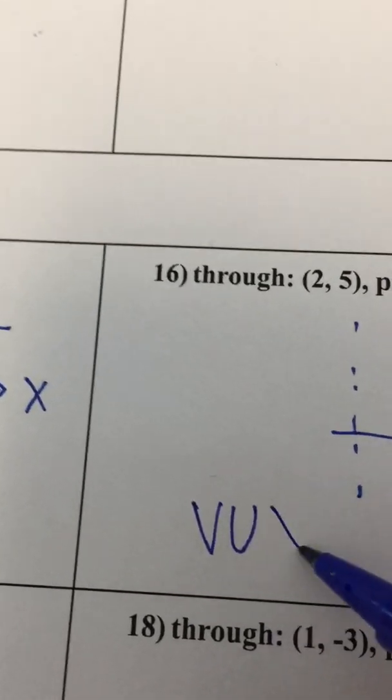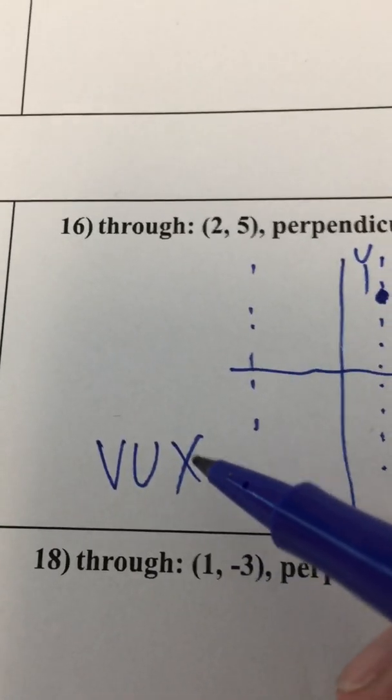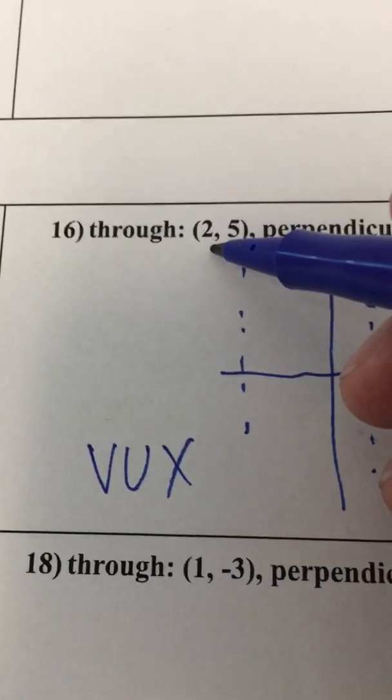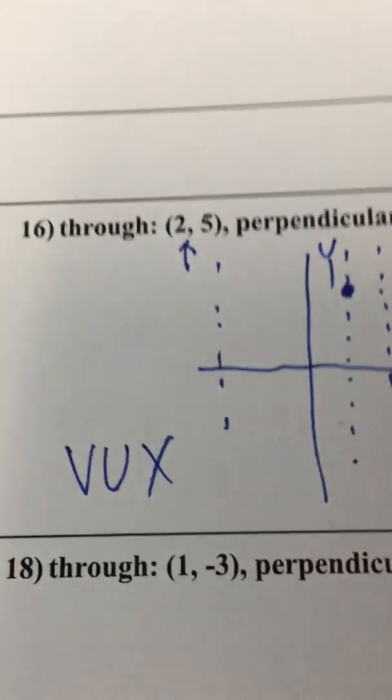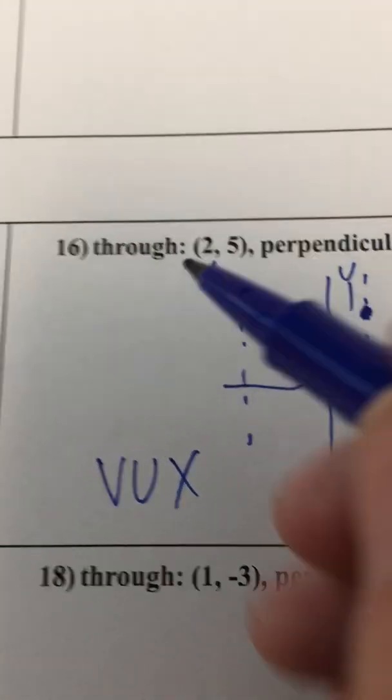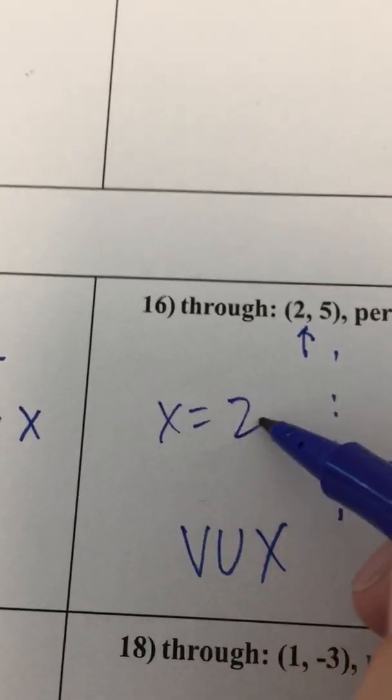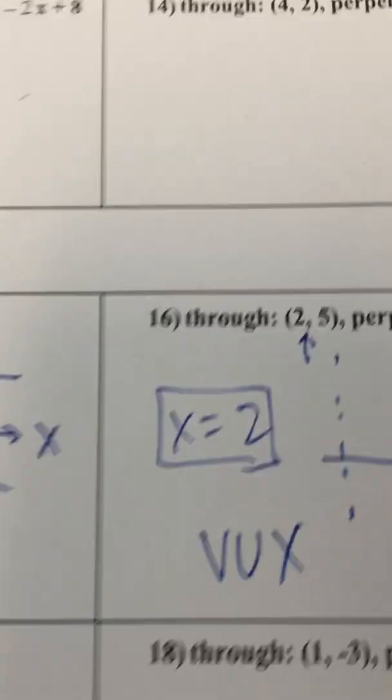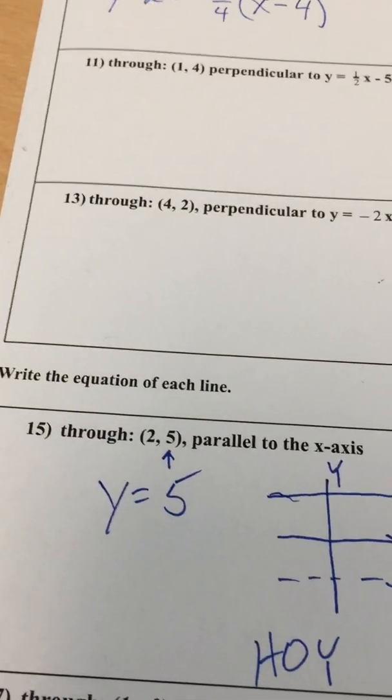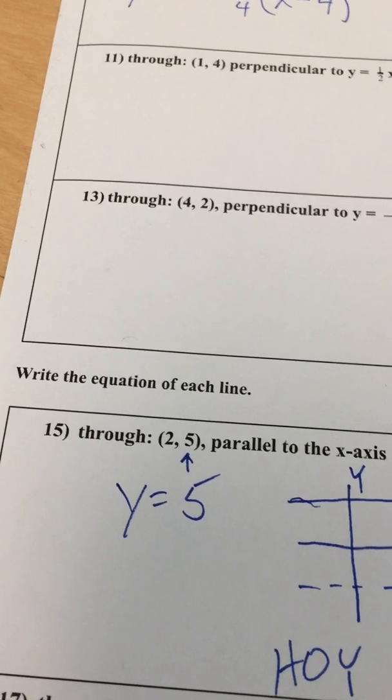So as soon as you know it's a vertical line, write yourself Vux. V-U-X. If it's Vux, that means it starts with x equals a number. What is the x number it's going through? It is going through 2. So the equation is just x equals 2. That is your answer. We are writing the equations of these lines. So Hoy and Vux are your friends when they have parallel and perpendicular to the x or the y axes.